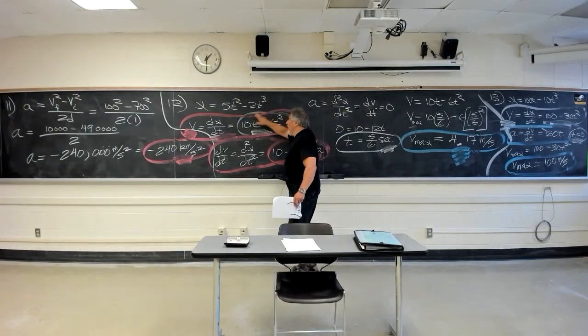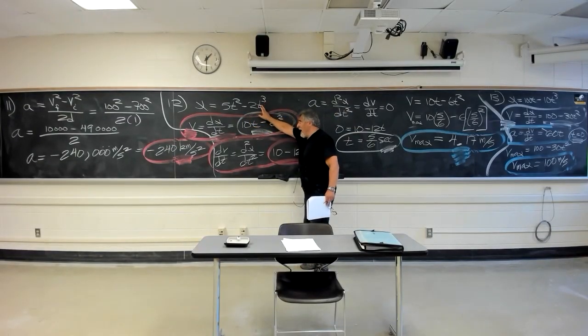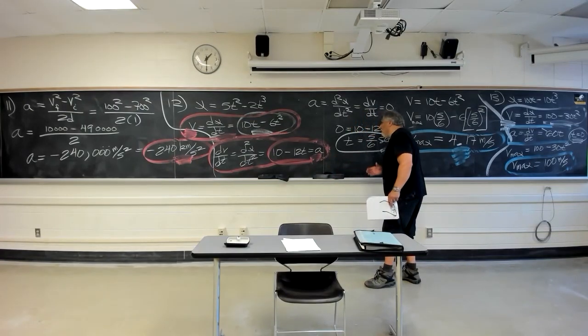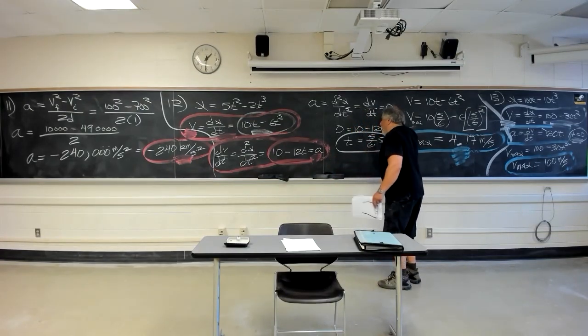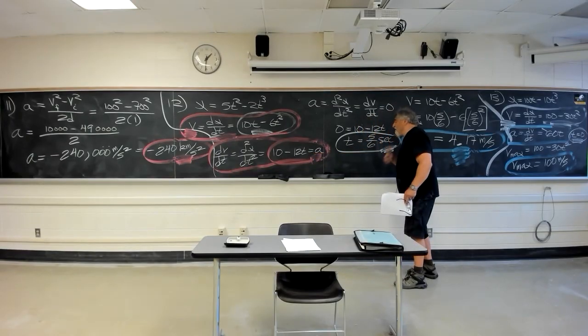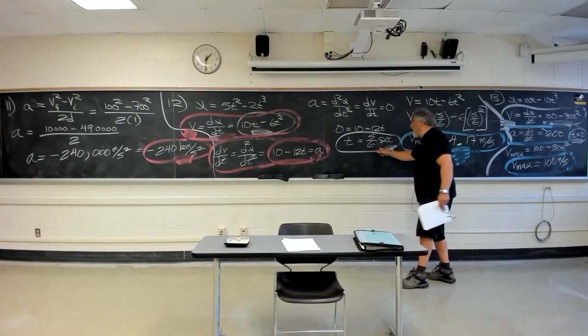Well, if you take the first derivative of x, you get velocity. If you take the second derivative of x, you get acceleration. Another way to put it is, take the first derivative of x and get velocity. Take the first derivative of velocity, get acceleration. You want to find the maximum velocity, so acceleration has to be equal to 0.